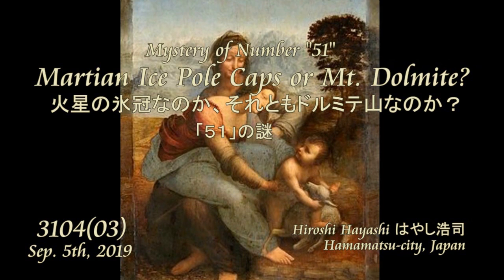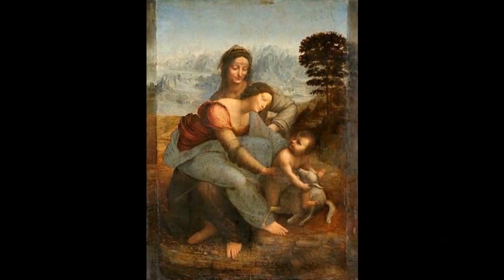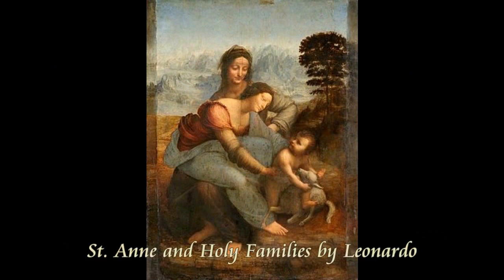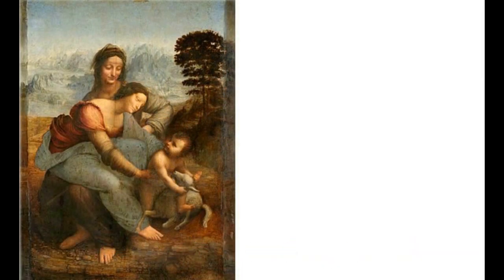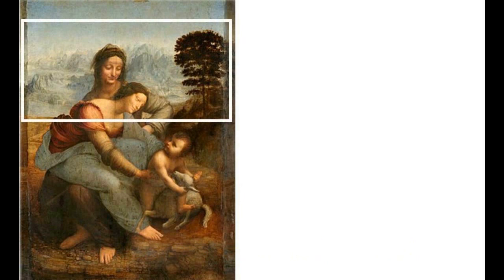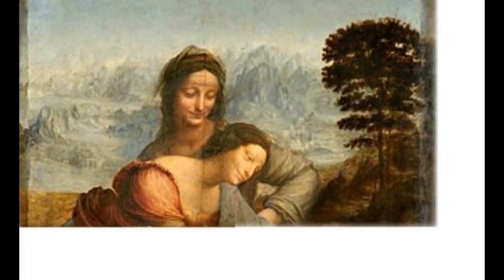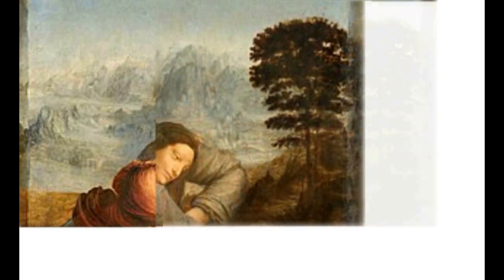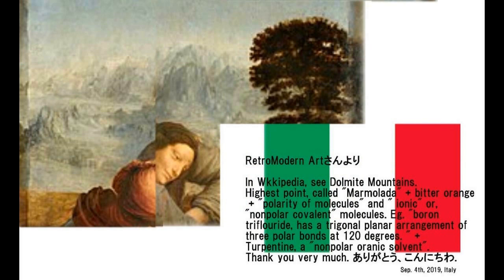If I had not found the number 51 in the picture, I might have decided that the mountain in the background of the picture is a Dolomite Mountain in northern Italy, if there was not number 51 in the picture. However, because I found the number 51 in the picture, I decided that the landscape in the background of the picture was the Martian ice caps.